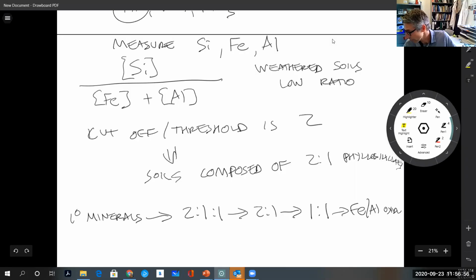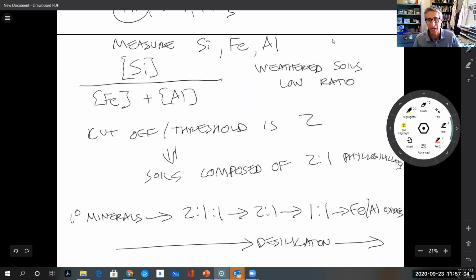This is the typical weathering sequence. This is what happens as we get more and more desilication taking place, right? Along that trajectory, this fully makes sense. And so we can use this ratio as a tool to understand what's happening in our soil. Okay, let's take a look at a couple soil profiles then.